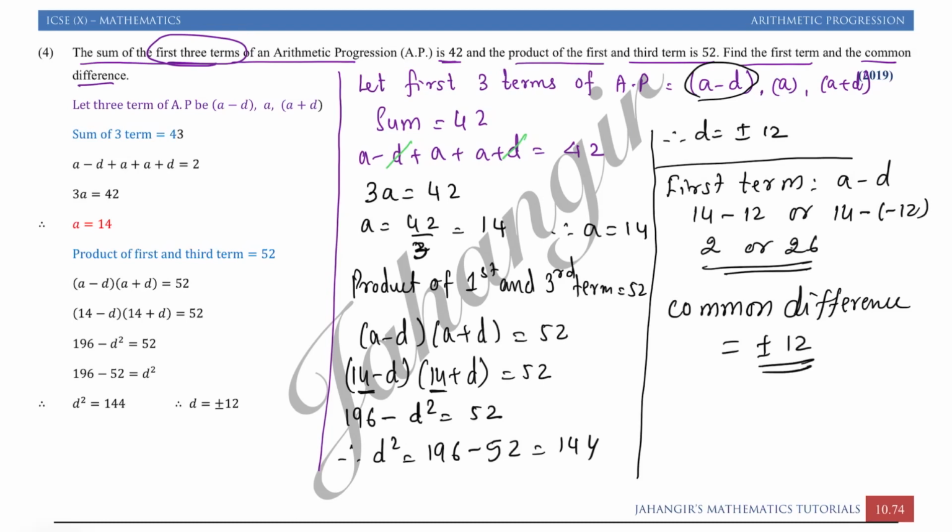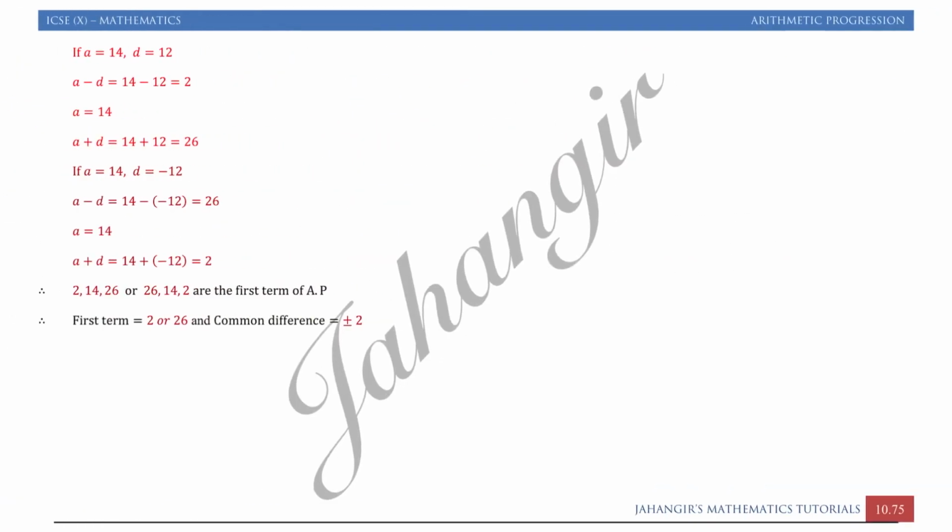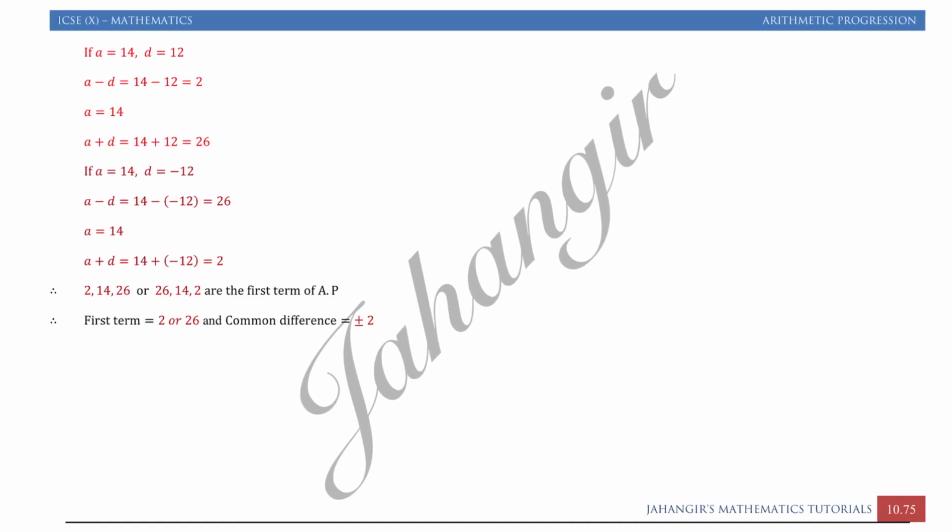So we have two values of the first term and also two values of the common difference. Here A is not the first term, here A minus D is the first term. You have to take care of that. Have a look at this. This is the right way to write the steps.